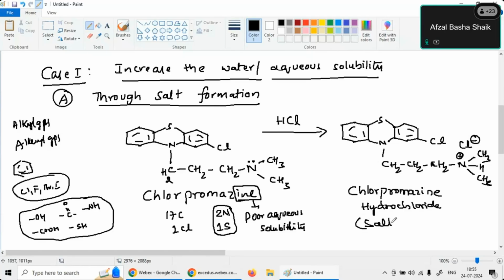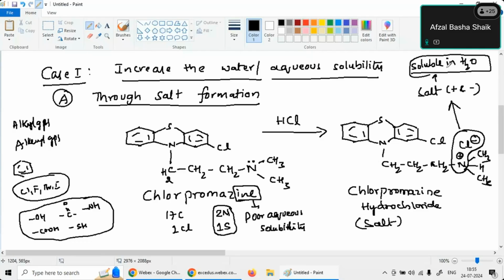This is a salt. Is it polar? Yes, it is a salt. It has a positive pole and a negative pole, right? The salt is soluble in water. Is it clear? Yes or no? Yes, sir. Please take a screenshot of this.